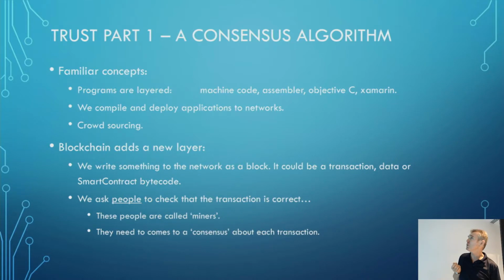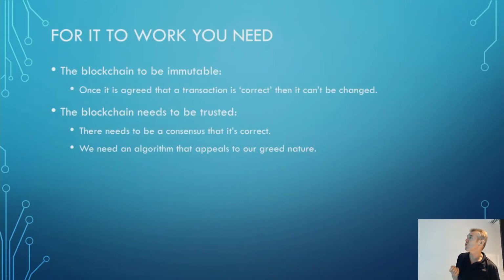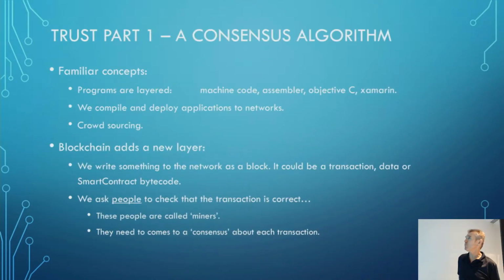Now the other two components, I'll quickly switch back, were that the blockchain needs to be trusted. So there's actually two parts to that. Part one, consensus algorithm. I think I probably already explained this well enough. What happens is, we're all familiar with programs in layers, machine layers, assembly, Objective-C, 3G languages up to Xamarin. So we compile and we deploy an application to the network. Then what we do is we effectively crowdsource that that block is valid.